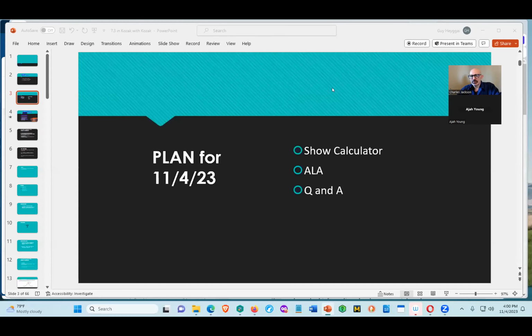Recording again. Okay, so plan for today, a reminder: show your calculator on quizzes. I think it's Tuesday or Wednesday that we have the test. And show your calculator. That is good evidence that you're not cheating, and also that you know how you're supposed to come up with the numbers that you're getting for your answer. So show calculator, ALA Q&A.